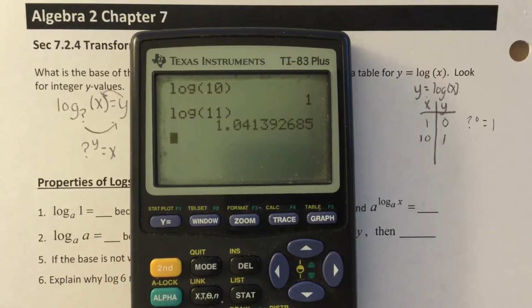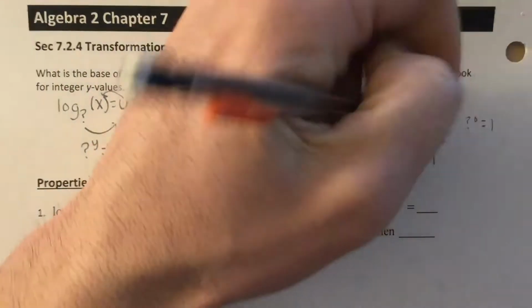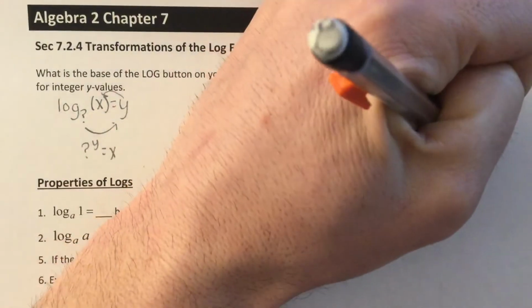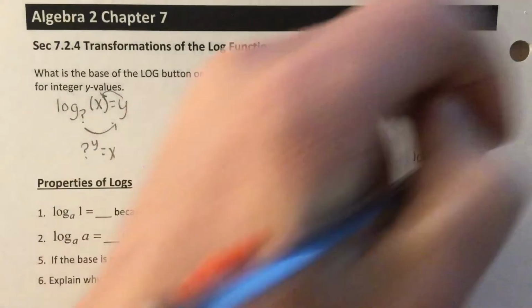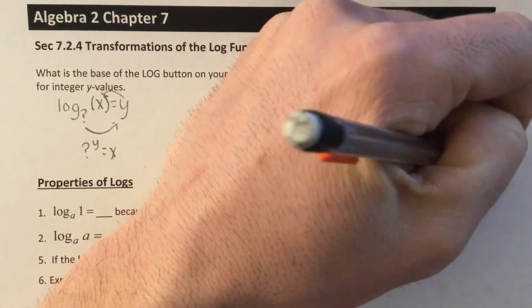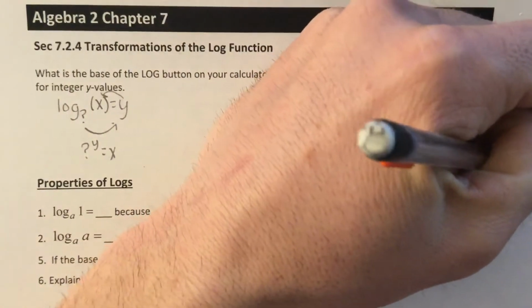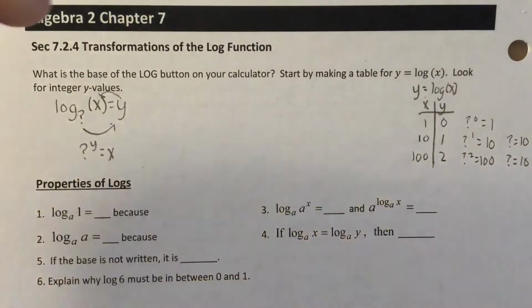When you plug 100 in, log of 100, you get 2. So 100 is 2. And so let's see what this would look like. This would be question mark to the first equals 10. Well, what to the first is 10? Ooh, question mark would have to be 10. Let's see if that fits for the next one. Here we'd have question mark to the second equals 100. What to the second is 100? 10. So we are now confident that our question mark is 10.